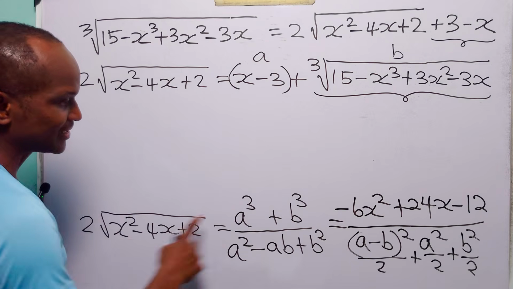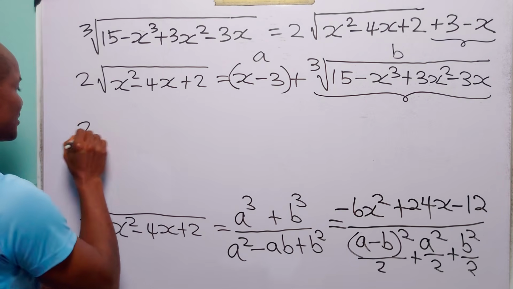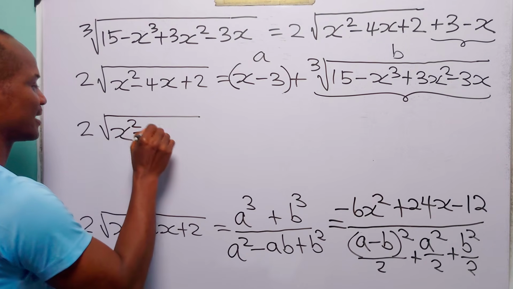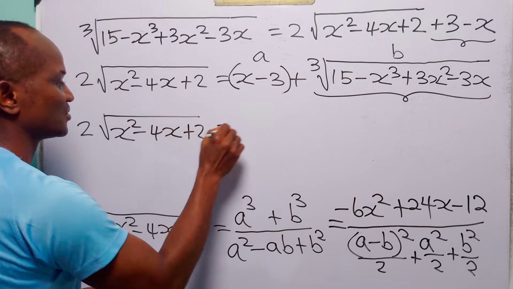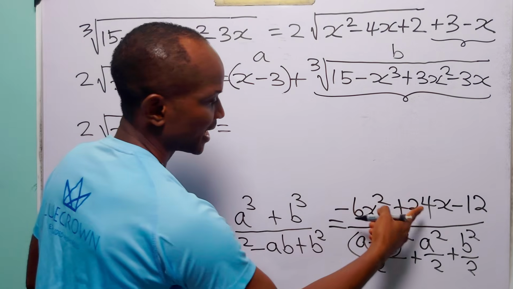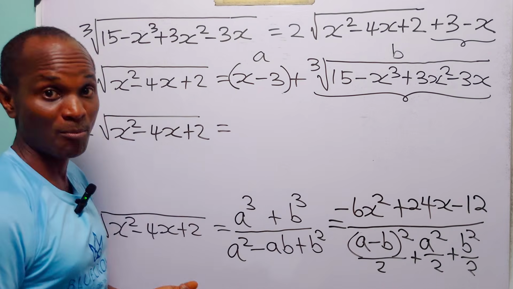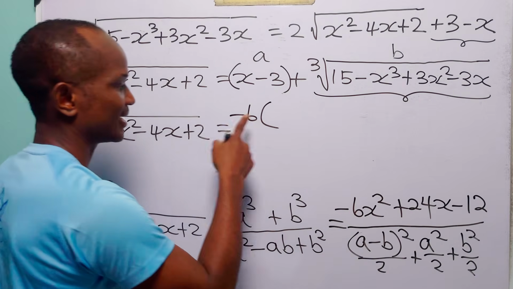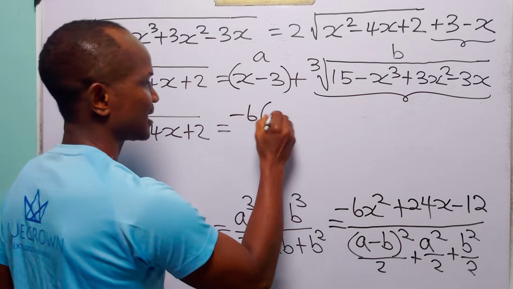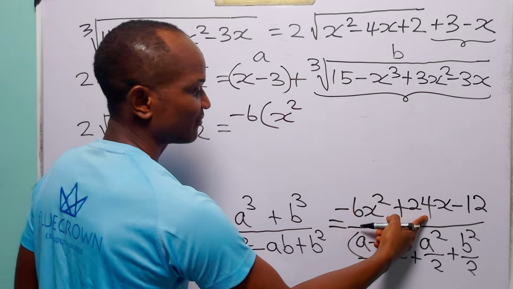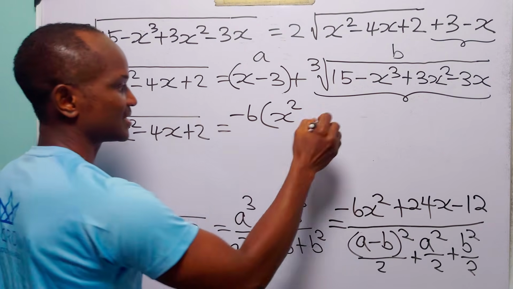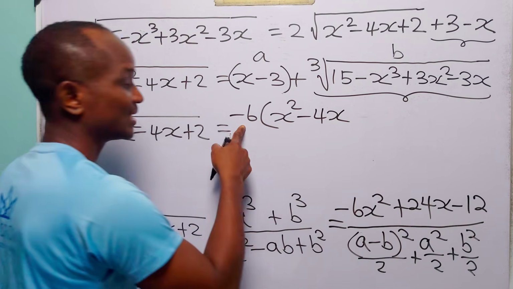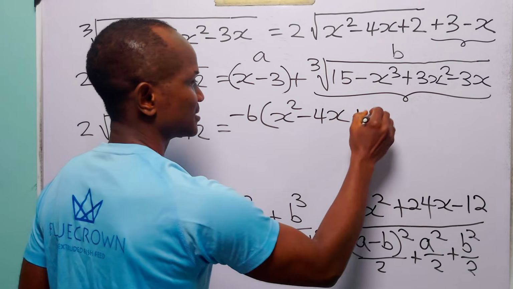And finally, tidying up this equation, we have that 2 times the square root of x squared minus 4x plus 2 is equal to, when you look at these three terms, you will see a common factor, which is minus 6. Minus 6x squared divided by minus 6 is x squared. 24x divided by minus 6 is minus 4x. And minus 12 divided by minus 6 is 2.